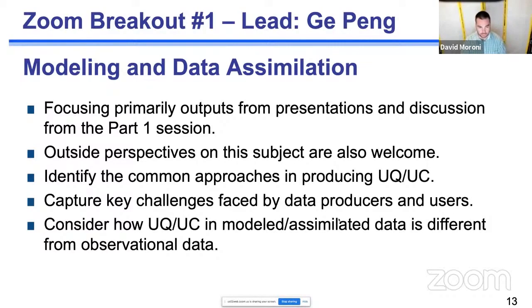We want to also try to identify the common approaches in producing UQ-UC across all the different types of modeling and assimilation that is being done, and then also try to capture key challenges that are being faced by the data producer side as well as on the user side. And then lastly, we want to try to consider how this information in both model and simulated types of data is different from observational data.